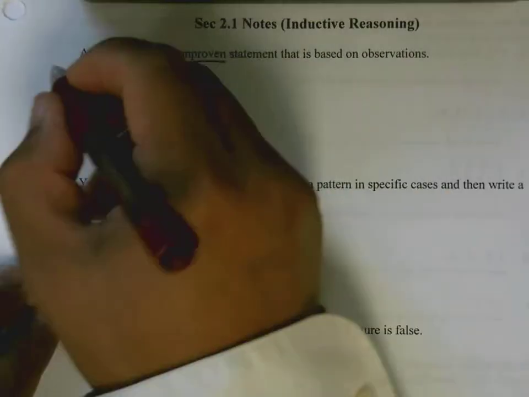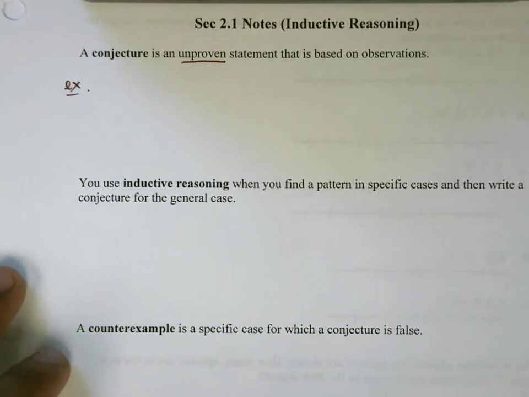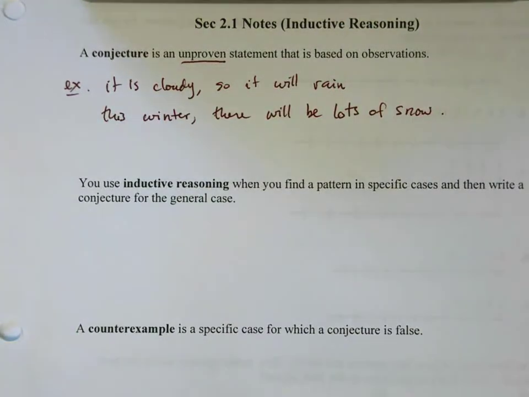So some examples of conjectures would be something like it's cloudy outside, so it's probably going to rain. Okay? Or that there will be lots of snow this winter. Okay, so those are a couple of examples from the non-mathematical world. This is just from nature. Okay, let's take a look at an example, maybe a conjecture from the mathematical world.